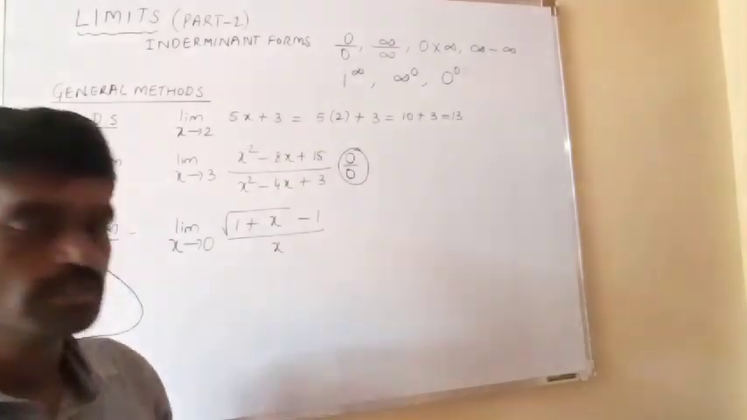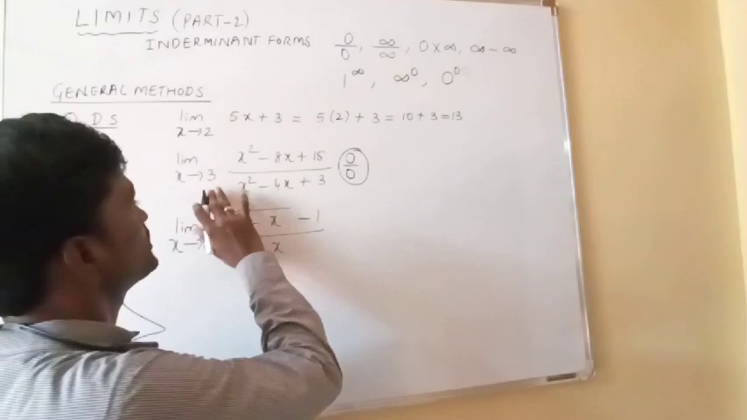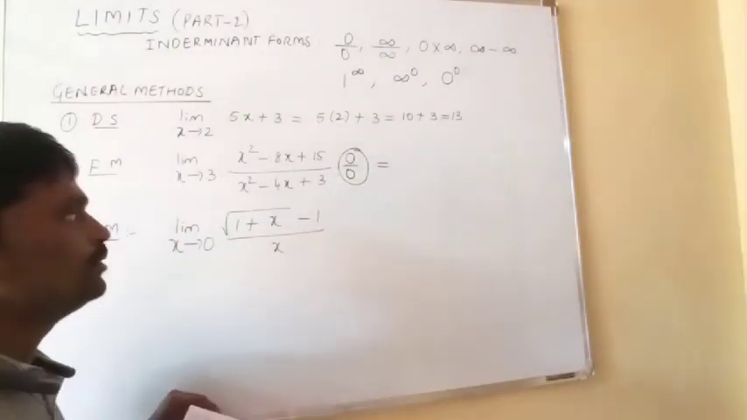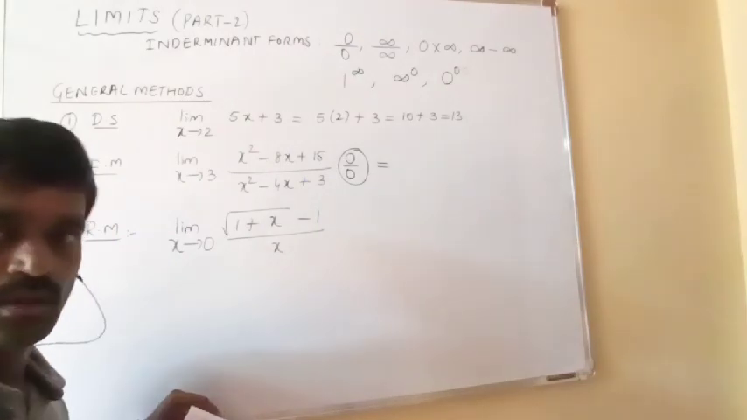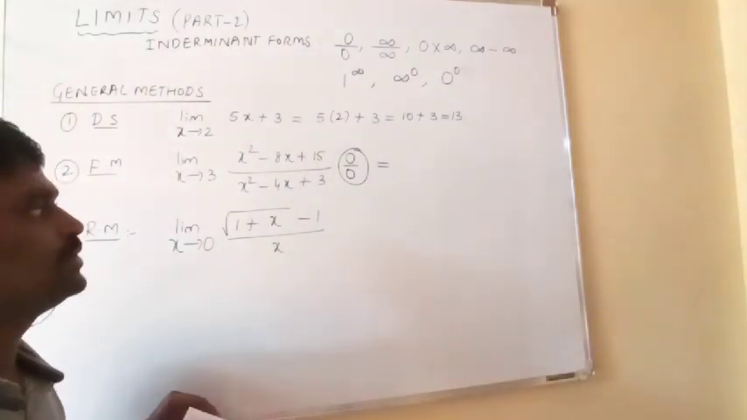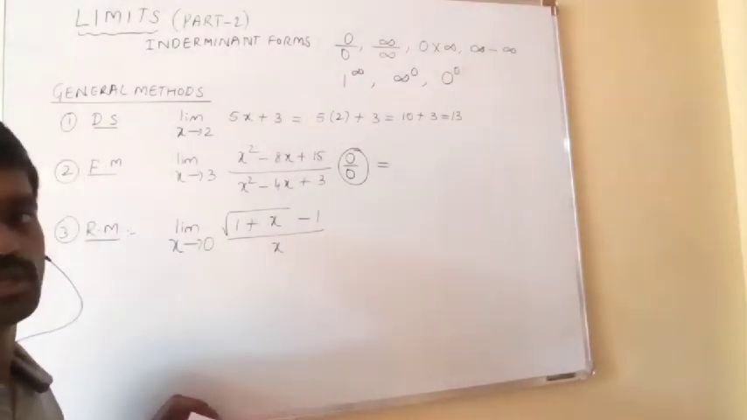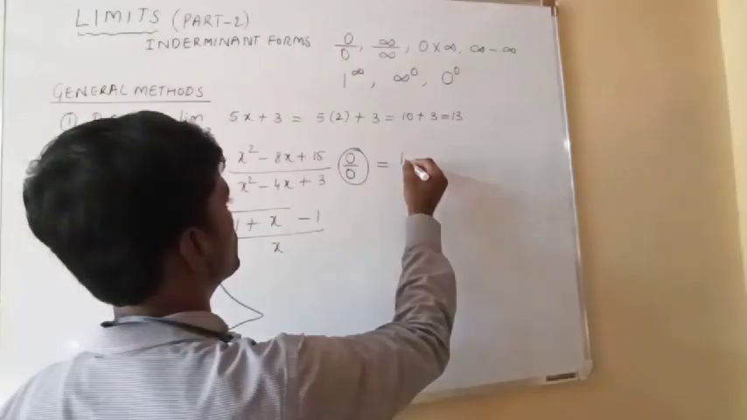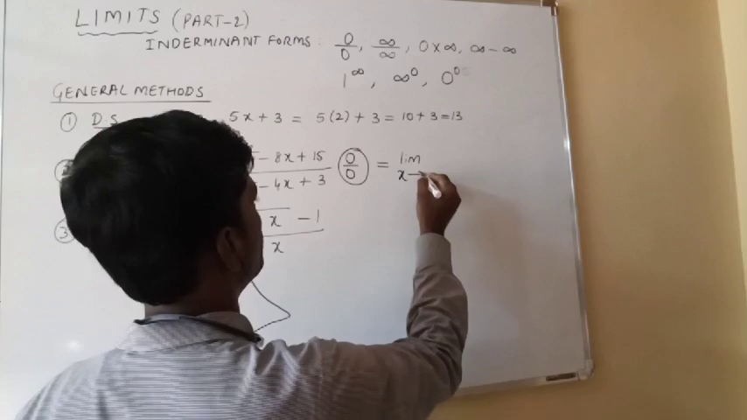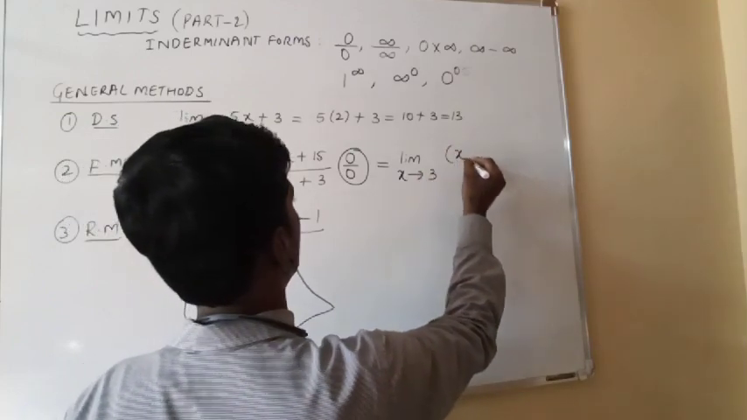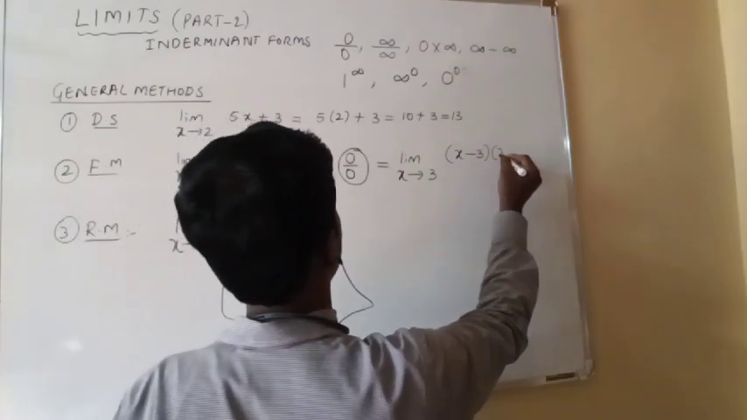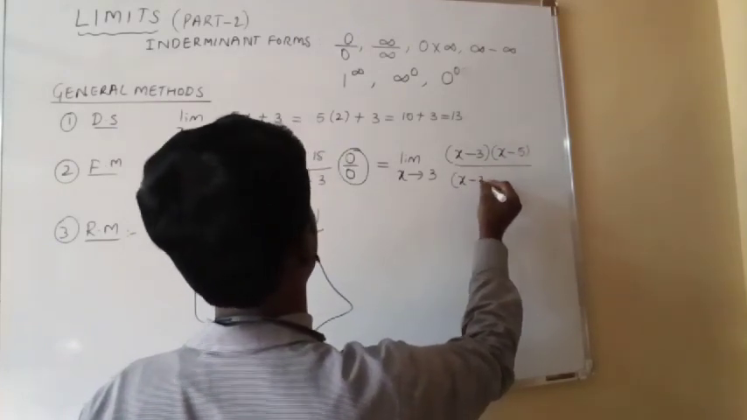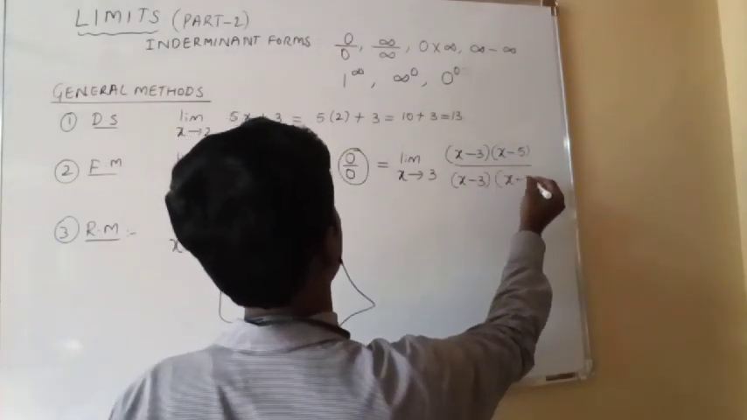Okay. So here, as x tends to 3, I am getting 0 by 0 form. Both numerator and denominator are polynomial functions. That means to evaluate this limit, I have to approach the factorization method. Just factorize numerator and denominator. Numerator, if you factorize, you will get x minus 3 into x minus 5. Denominator, if you factorize, you will get x minus 3 into x minus 1.